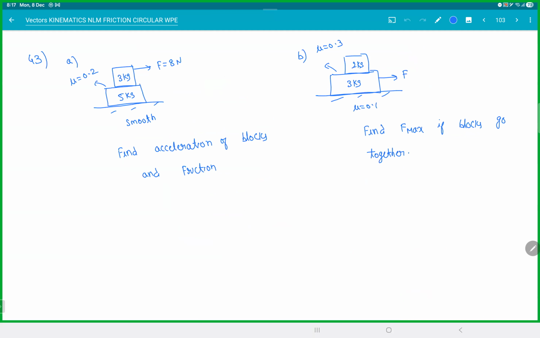These are another good problems, 2-block problems. Hope you remember. Friction wedges are one of the good things. They're applying 8 newtons, find the acceleration of the blocks. Second thing, find F max so that the blocks go together.